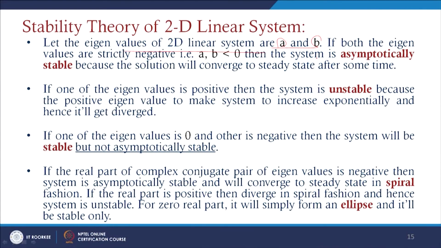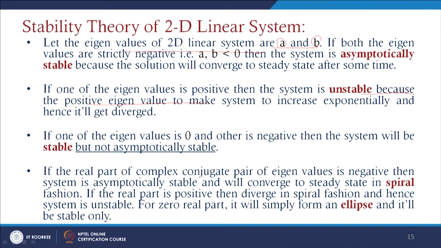If one of the eigenvalues is positive, then the system is unstable, because the positive eigenvalue will make the system increase exponentially, and hence it will diverge. If one of the eigenvalues is 0 and the other is negative, then the system is stable, but not asymptotically stable, since in the asymptotically stable sense the solution takes some time to come towards the point of stability.